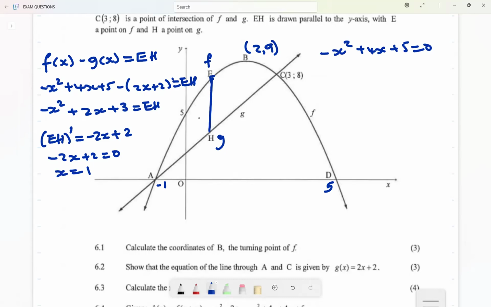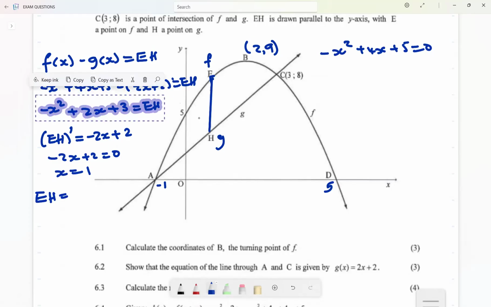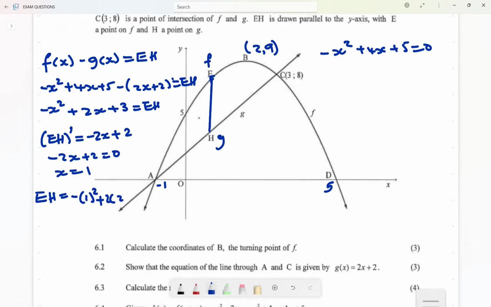Okay, when x is equal to 1, then I go back to where EH is now equal to what? I come back to this equation and say EH is going to be negative 1 squared plus 2 into 1 plus 3, and then I get an answer of 4 units. 4 units. Okay.